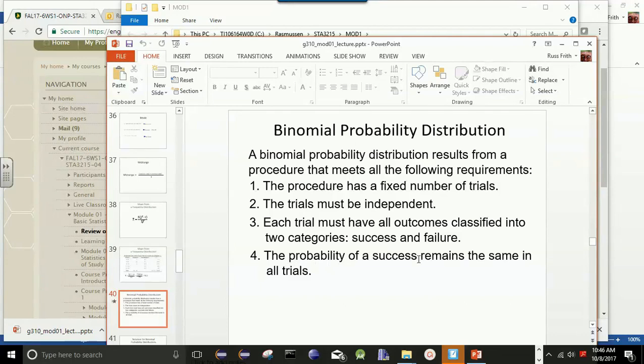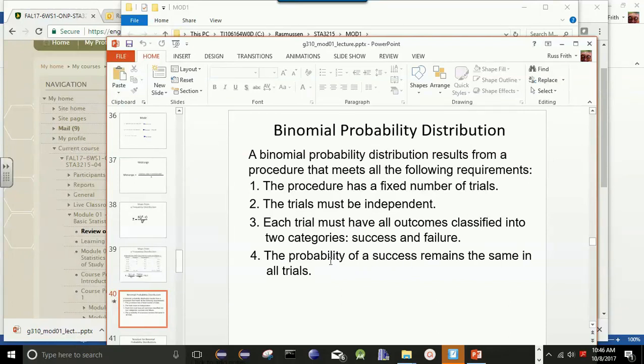The probability of a success remains the same in all trials. So the store manager estimated that there was a 75% chance that a customer will make a purchase. So for each customer, there's a 75% chance that that customer will buy something.